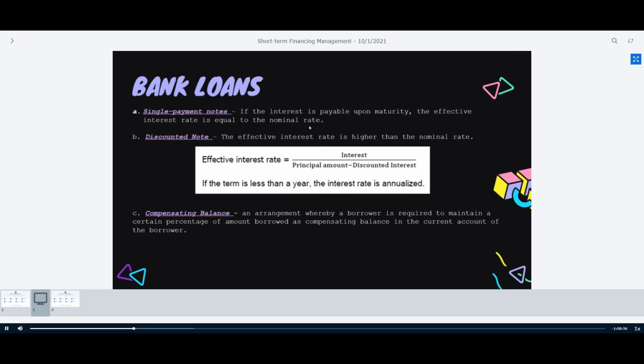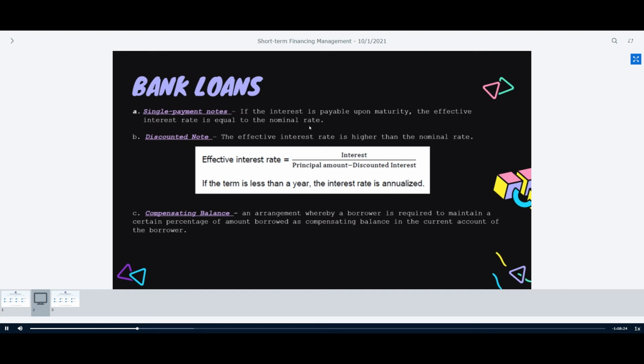So say for example, we need to know whether the interest is being paid in advance or not. Kasi if it's paid in advance, then there's so-called discounted rate or discounted interest. No? So to discuss that further, letter B, discounted note, the effective interest rate is higher than the nominal rate. Why? So take note of the formula.